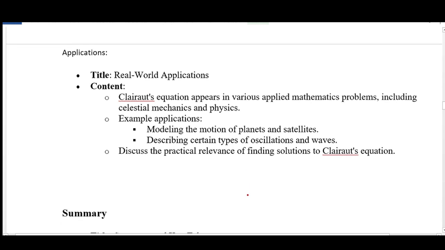So when we see the applications of Clairaut's equation, especially in differential equations and calculus, we can see the real-world application. The Clairaut equation appears in various applied mathematics problems, including mechanics and physics. If you see the applications, it is modeling the motions of planets and satellites, and describing certain types of oscillations and waves. I think more of the oscillations and waves we can see in electrical, and also in mechanical. Yes, friends, we can use Clairaut's equations. Using this, we can explain how the oscillations take place.